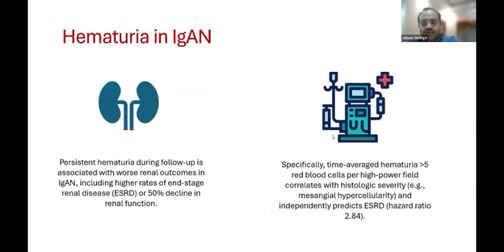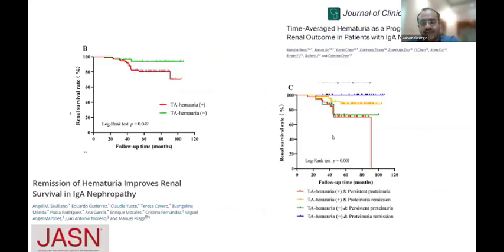Also, time average hematuria of more than 5 RBCs per high power field correlates with histological severity and independently predicts the risk of ESRD. Various studies have shown that renal survival is better with remission of hematuria, and a combination of proteinuria and hematuria has even higher risk of disease progression.